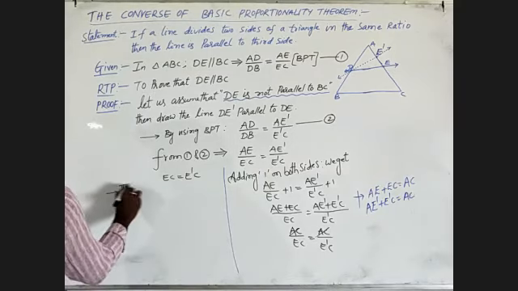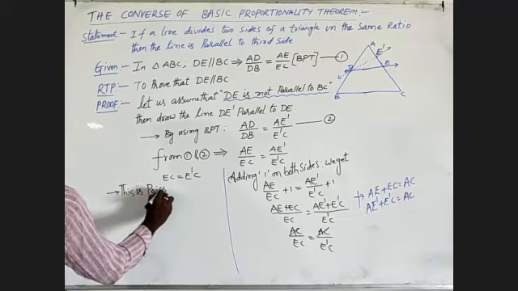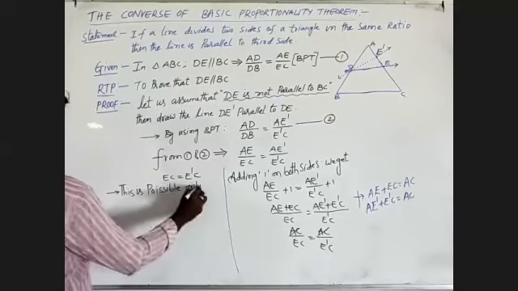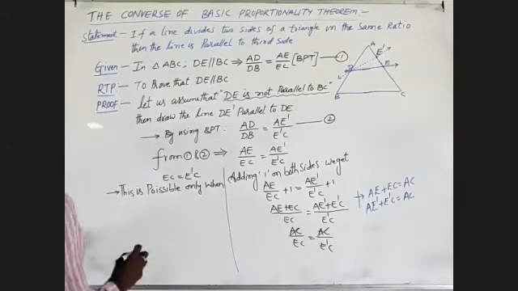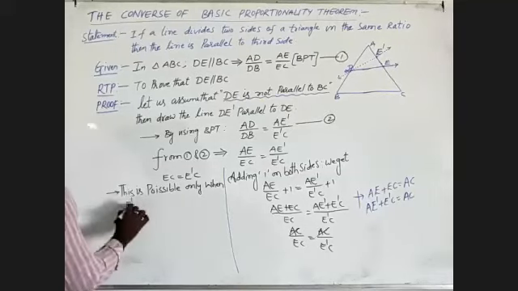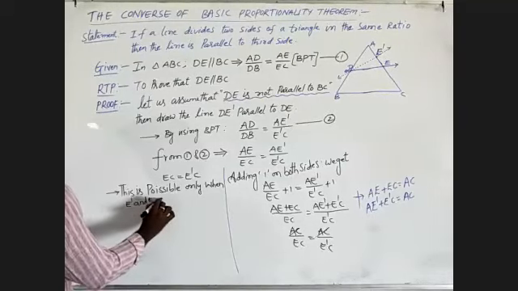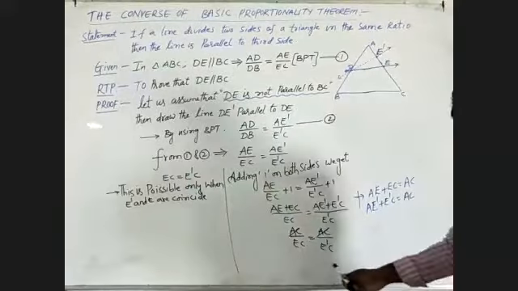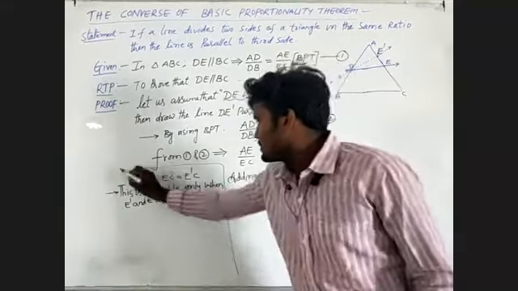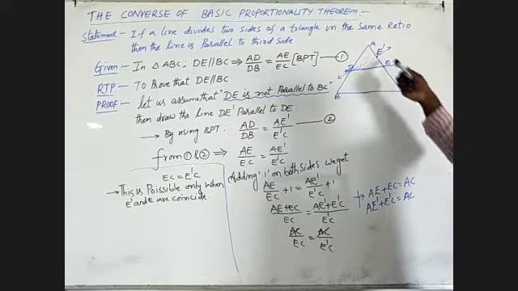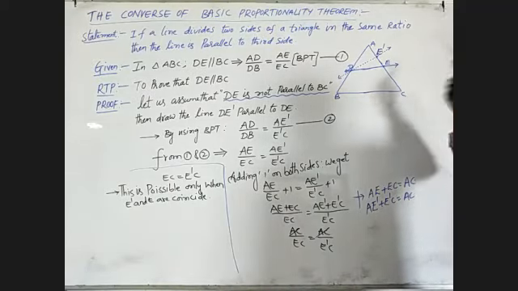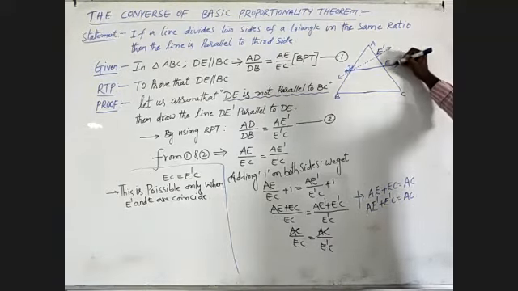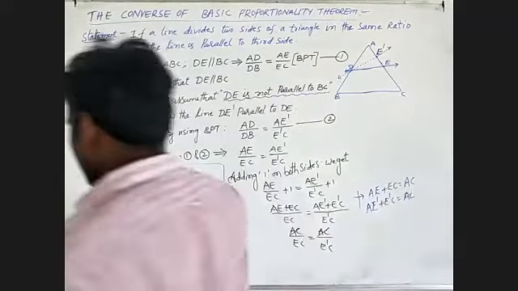This is possible only when E dash and E coincide. We observe in this figure that EC must be equal to E dash C. This is possible only for E dash and E coinciding.